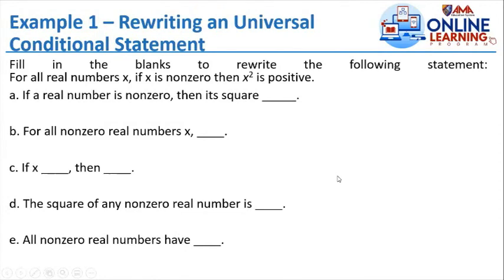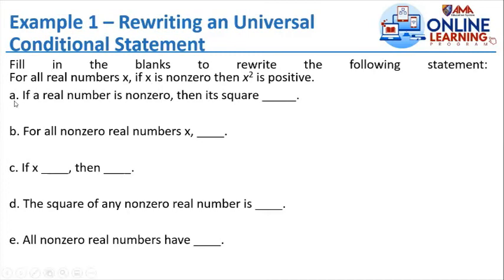Okay, example. Given: for all real numbers x, if x is non-zero, then x squared is positive. So for us to rewrite, we need to understand first the given statement. For all real numbers x, if x is non-zero, then x squared is positive. And then we also need to take note na if we are rewriting, dapat same yung meaning niya sa original statement. Kung nag-mention ka dito, beforehand ng x, dapat ma-mention mo siya ulit dito. Kung wala naman, then no need to mention.